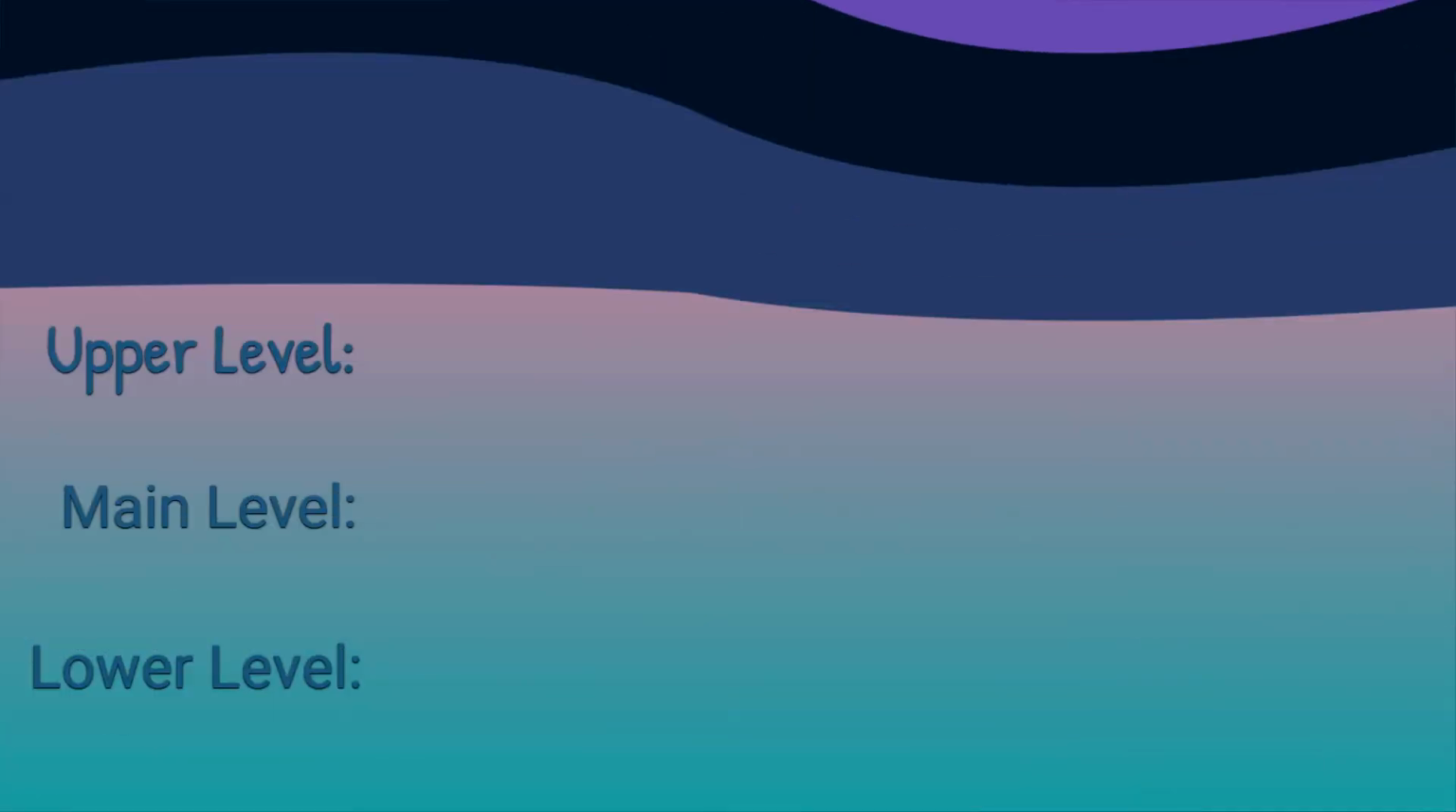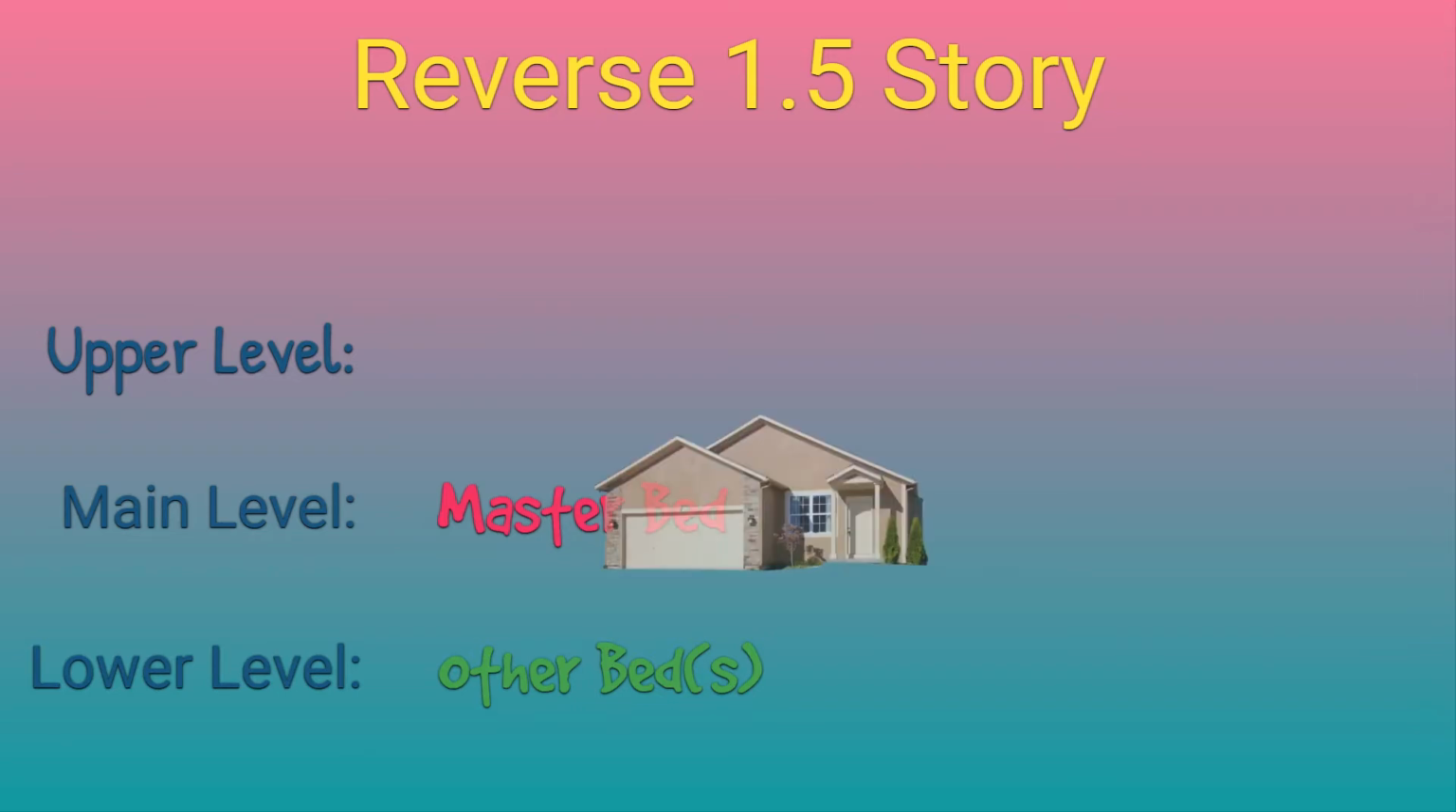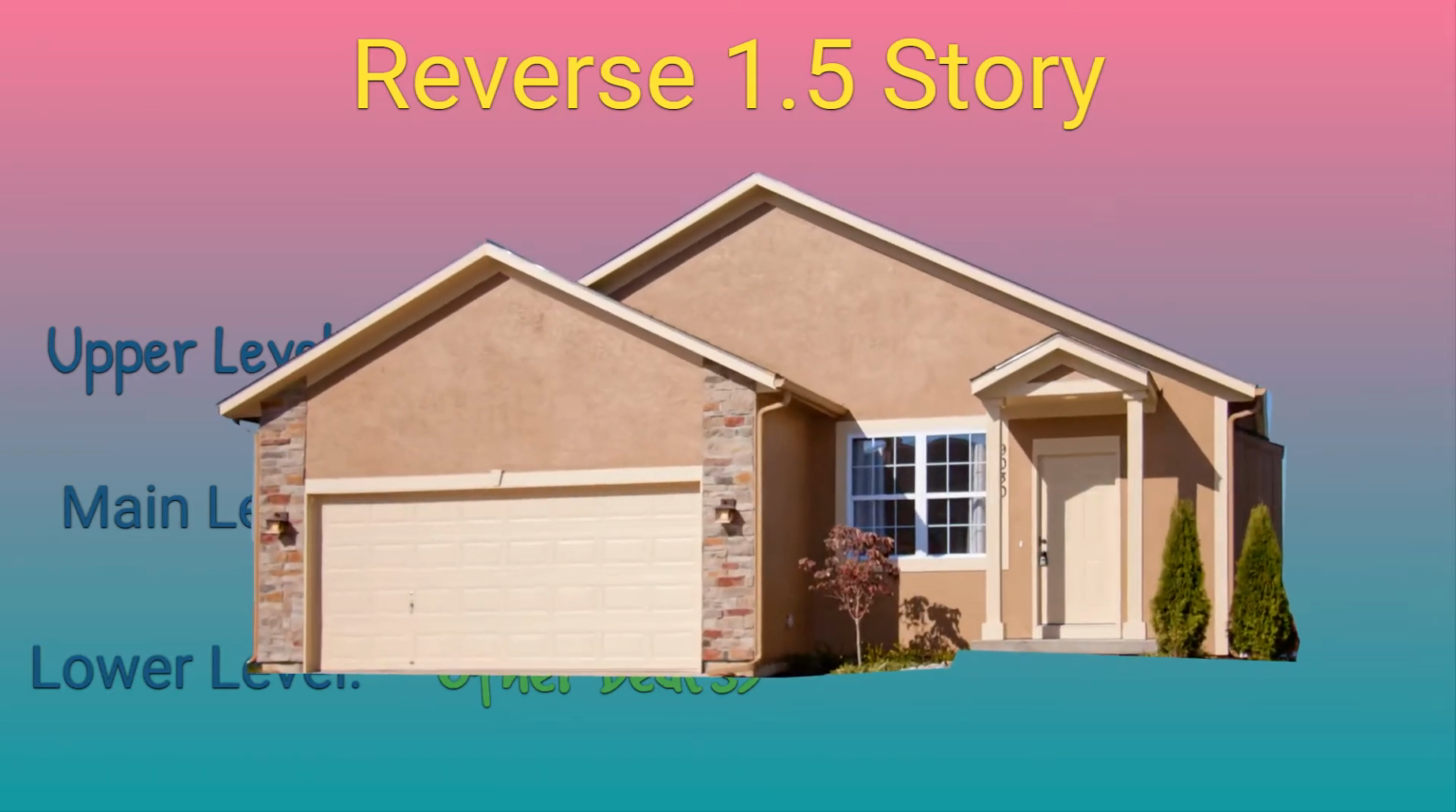Next, we have the reverse story and a half. The difference here is while the master is still on the main level, the additional rooms are below on the lower level. There's seldom a second level on a reverse story and a half. Here's an example of what a reverse story and a half might look like.